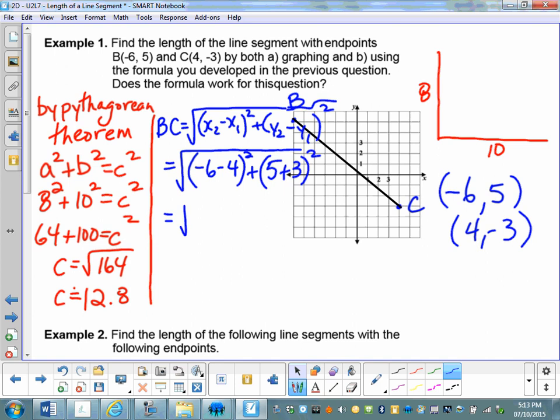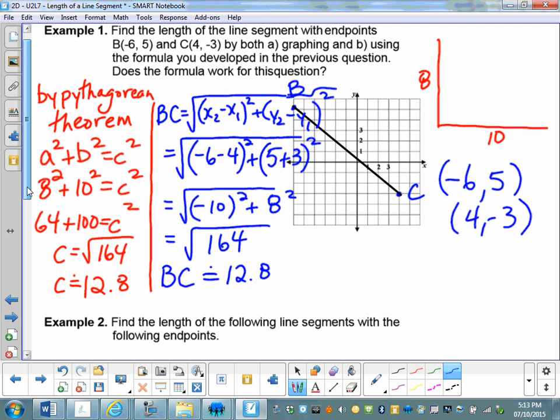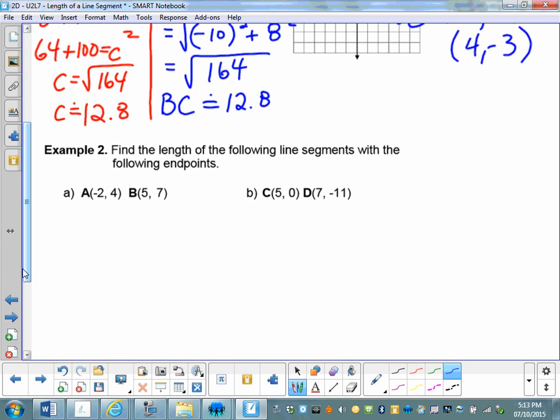So then I clean things up here. This is going to be -10 squared plus 8 squared. And what I'm going to end up with is 164. So BC is equal to 12.8, whether we use the formula or Pythagorean theorem there. So let's use the formula to do these questions.